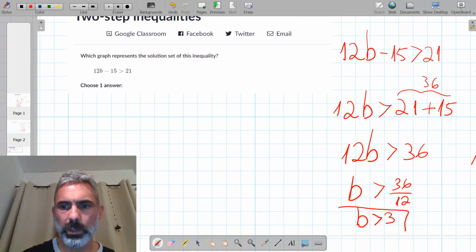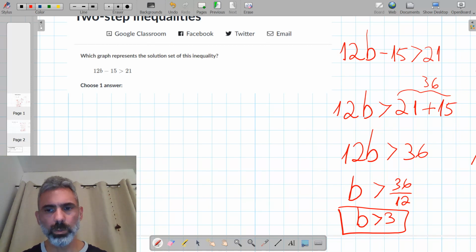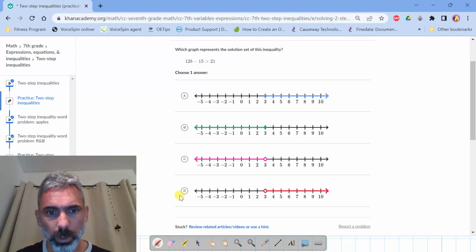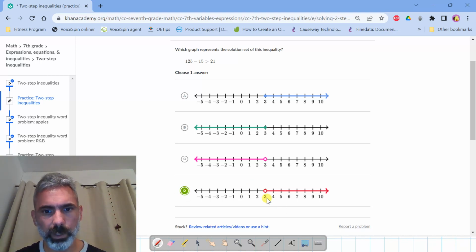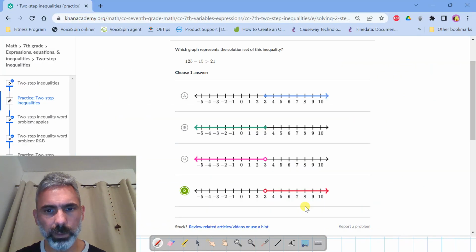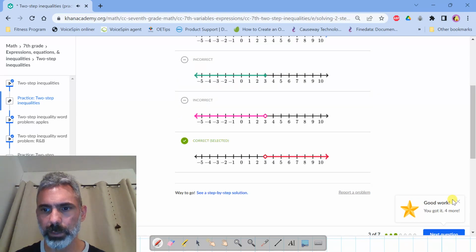So now I need to see which graph is b greater than 3. Okay, so the solution has to be all the numbers that are greater than 3, not including 3. So this is the correct one. A includes 3 in the solution set, but here we see that the solution is b is greater than 3. So all the numbers have to be greater than 3, not including 3. So D is the correct answer.